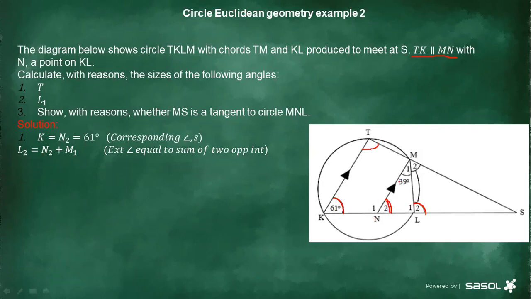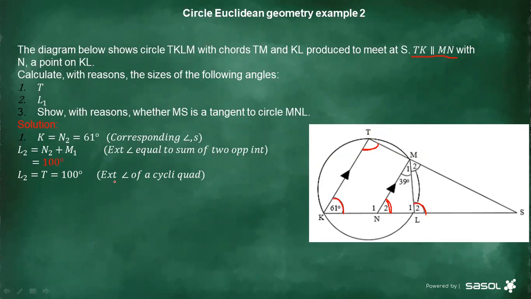N2 plus N1. What is the reason? Exterior angle equals the sum of two opposite interior angles. Meaning when you add these two opposite interior angles, they are going to give us this exterior angle. And that is going to give us 100, because we can see that angle N2 plus angle N1, when you add them together, is going to give us 100. Therefore, we'll say angle L2 equals angle T, which is 100.